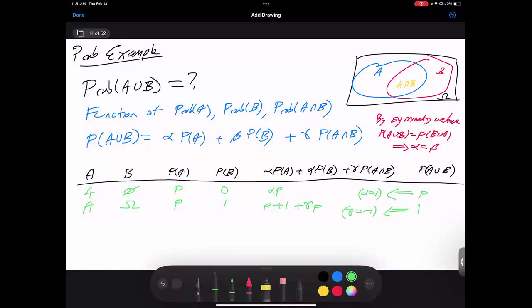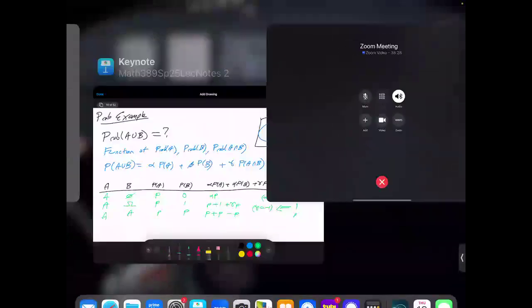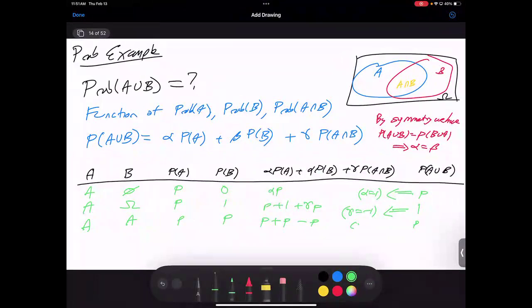But isn't this wonderful? By just looking at these extreme cases, we have a really good sense of what's going on. The only thing that would work is probability of A plus the probability of B minus the probability of A intersect B. Okay, now we'll do your suggestion of let's take B to be A. So we get P plus P minus P. Does that equal P? Yes, it's consistent. So it's consistent.